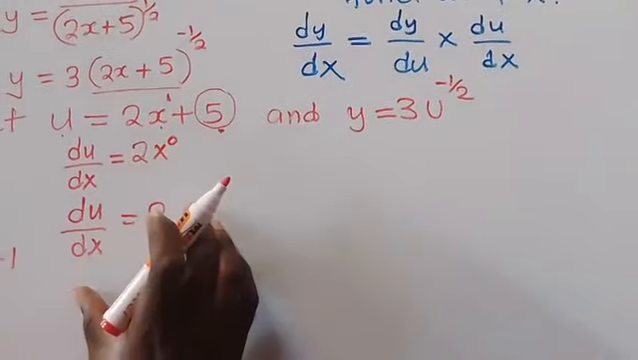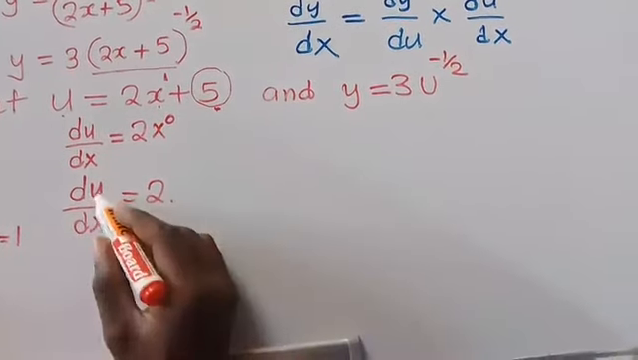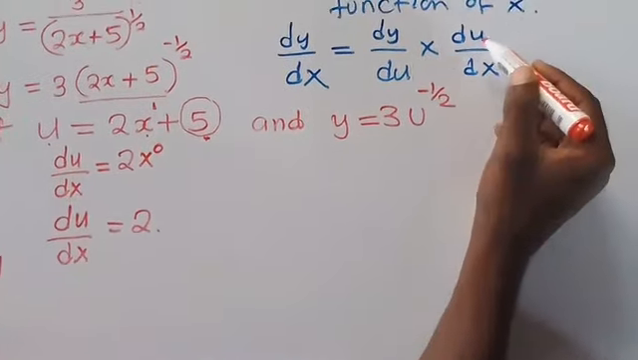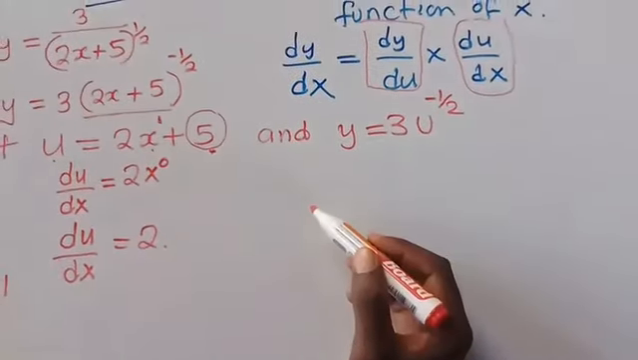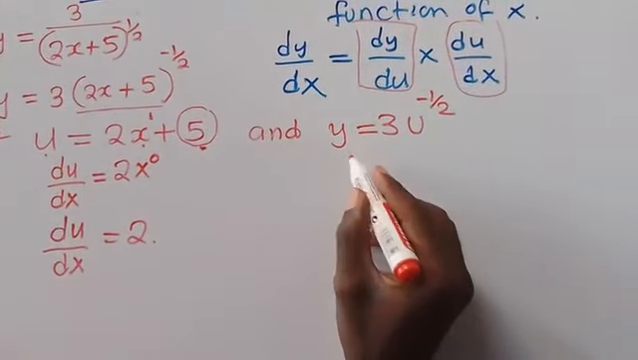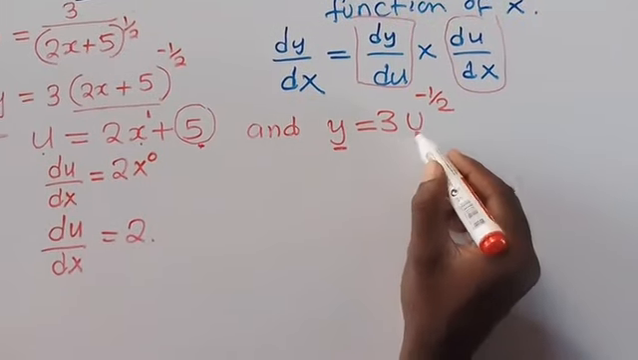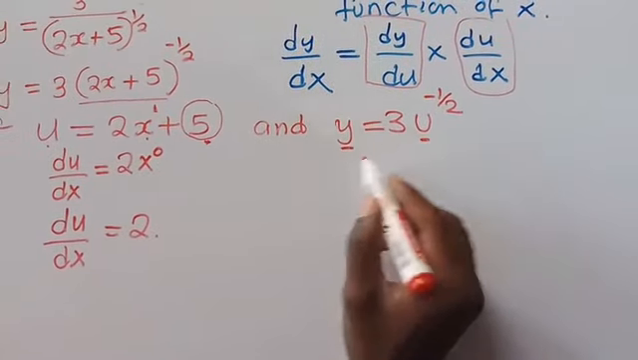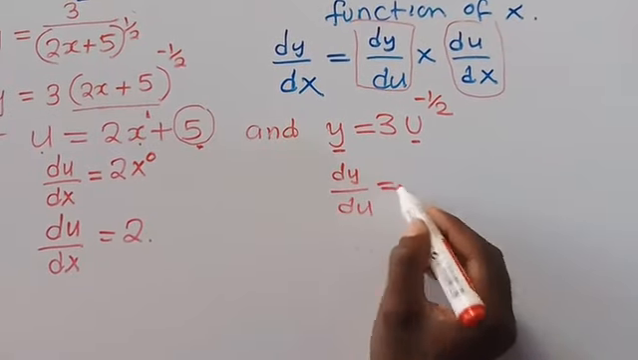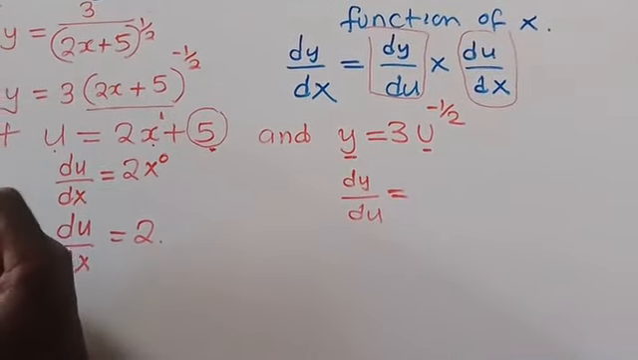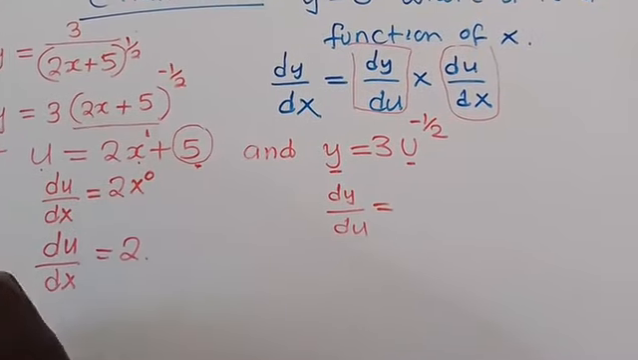So I've differentiated this one. So on the formula, du over dx is this one. So I have this one. So let me find this other one now. So now, this one, I'm differentiating y with respect to u. So it is just dy over du, which is equal to. This is what I'm going to do.